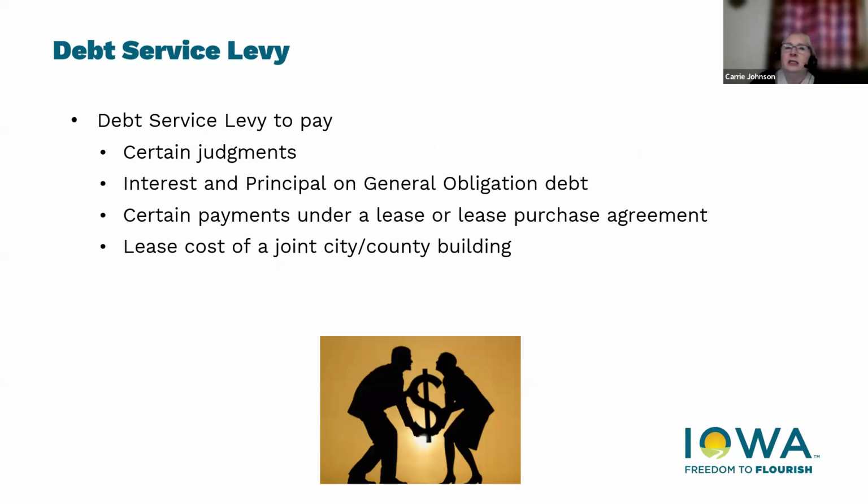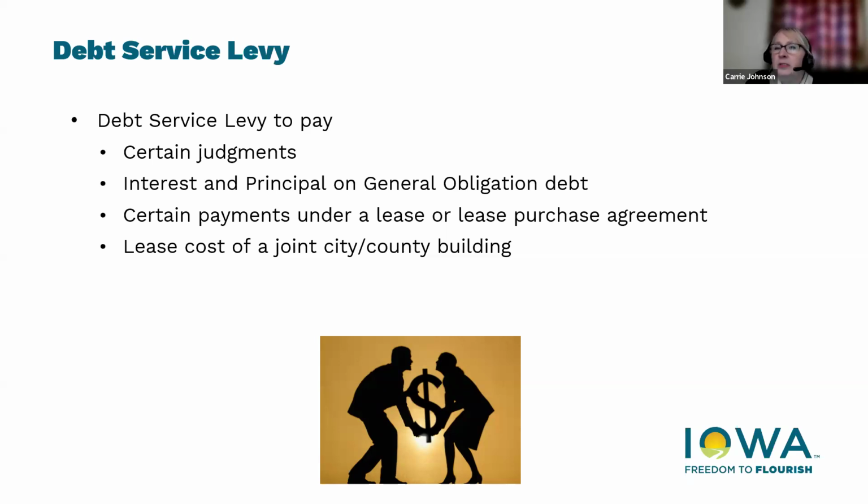Debt service is a levy that is available to counties. It can be used to pay certain judgments. So if there was a court case against the county and you had to pay a certain judgment, that would be an allowable use of the debt service fund, the debt service tax rate. Use it to pay interest and principal on general obligation debt, certain lease or lease purchase agreements, the cost of a joint city-county building, the lease cost of that.